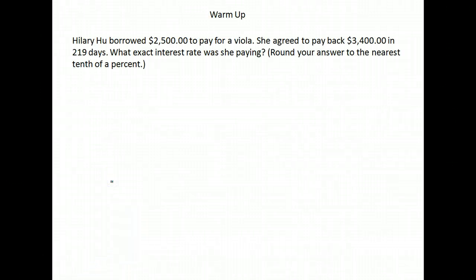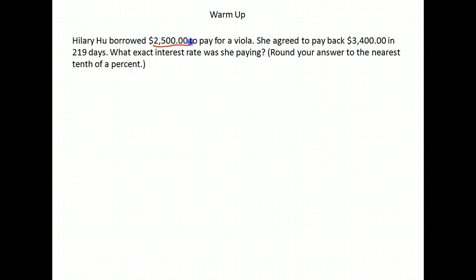All right, let's take a look at some warm-up questions. So we have Hillary Who, and she borrowed $2,500 to pay for a viola. She agrees to pay back $3,400 in 219 days. What is the exact interest she is paying?